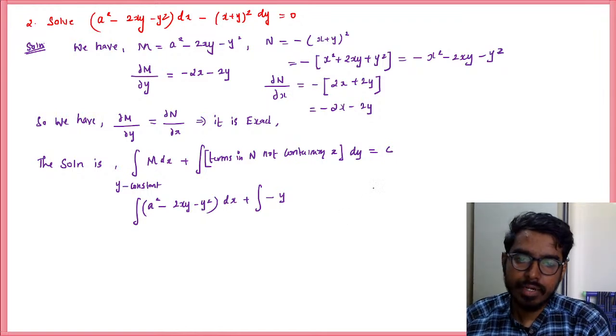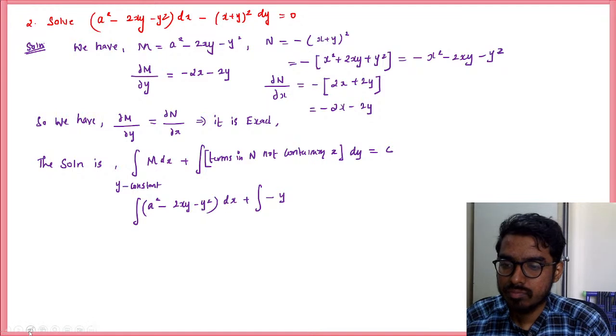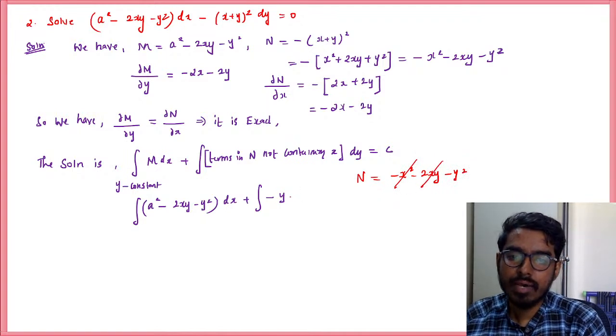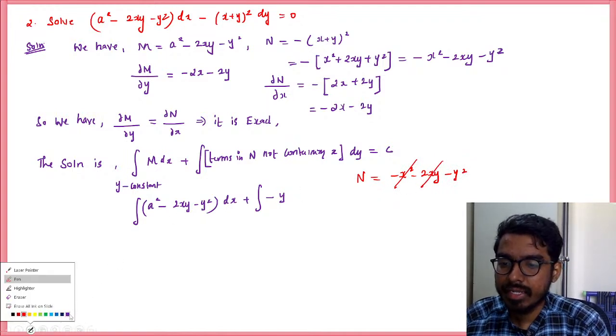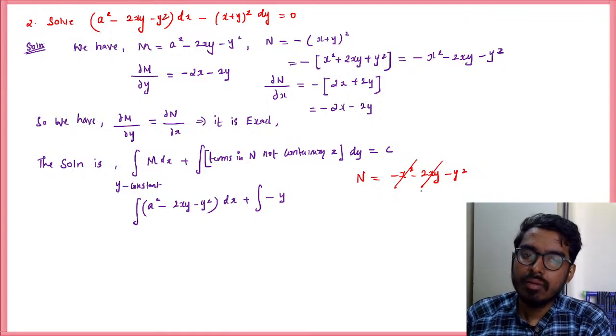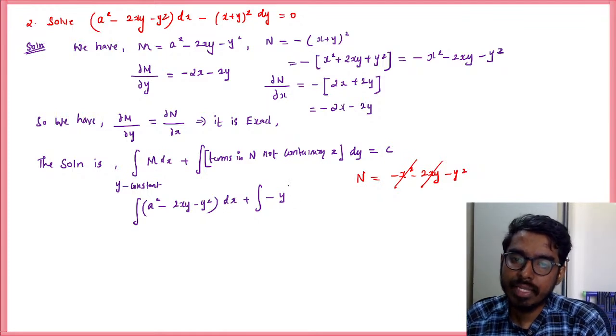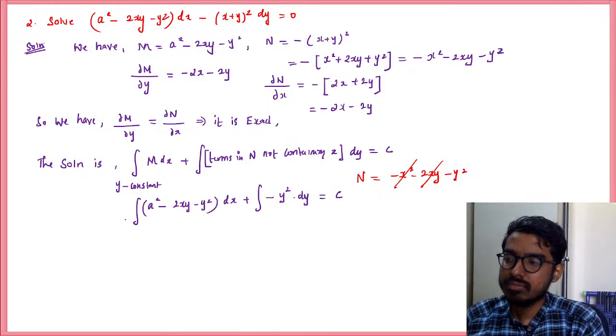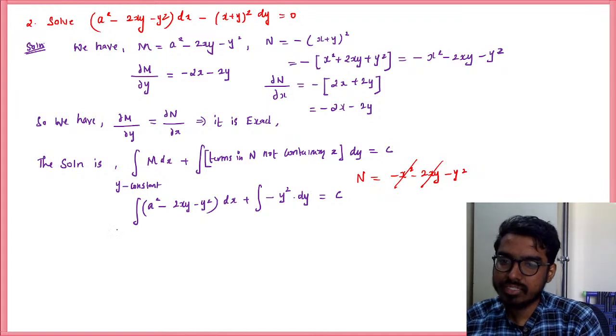So we have N equal to −x² − 2xy − y². This term contains x, this term contains x. So we look for terms in N not containing x. We have three terms in N, but two terms contain x. So we will have −y² dy equal to c. This has to be performed treating y as constant.